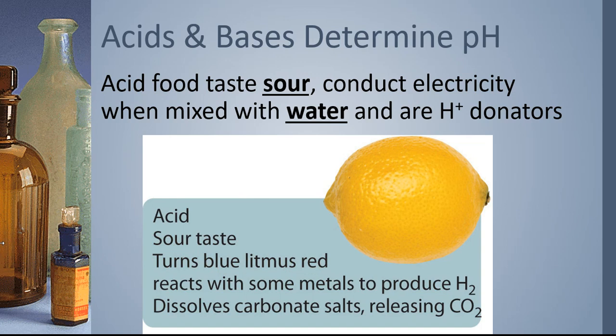Okay, so it's blue when you start. If you touch it to a lemon or something else acidic, then it will turn pink or red. So it's called an indicator. Indicators change in the presence of something, and in this particular case, it's changing in the presence of an acid or a base. Acids will also react with some metals to produce hydrogen gas.